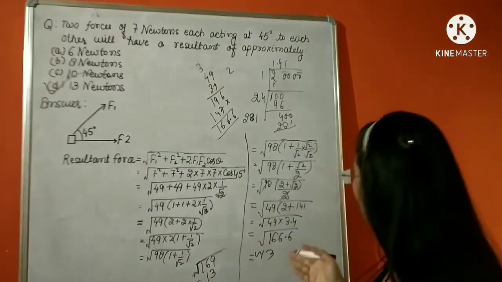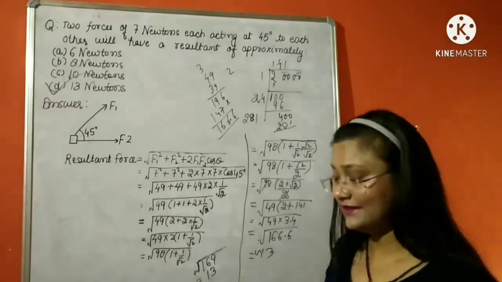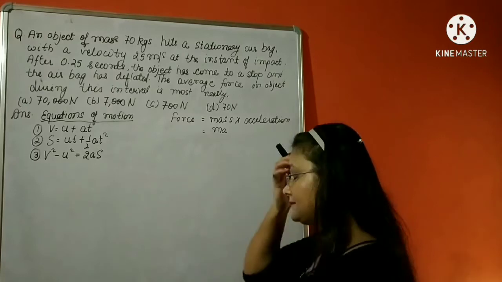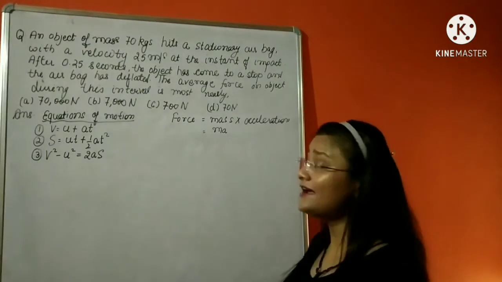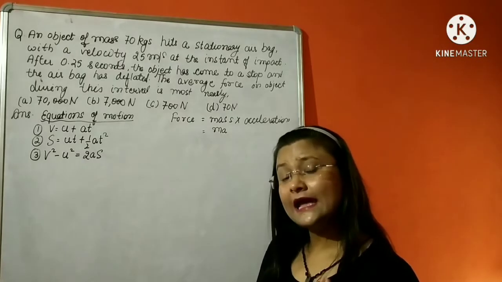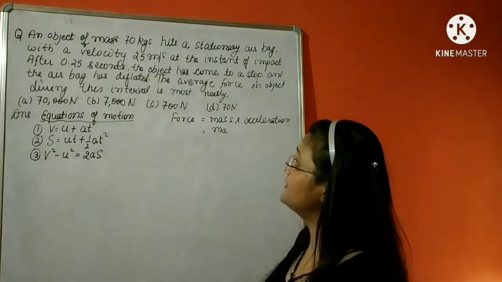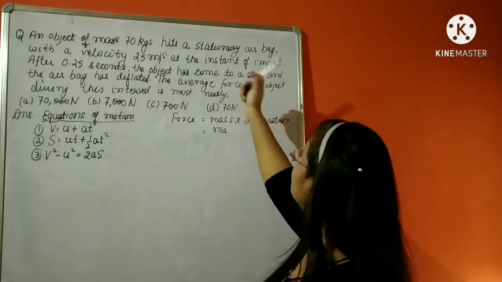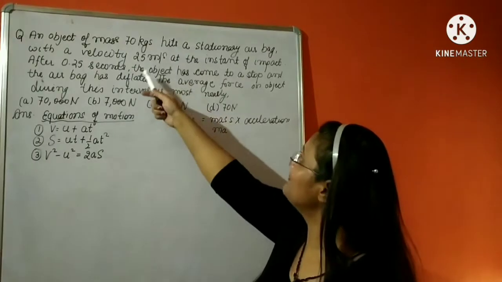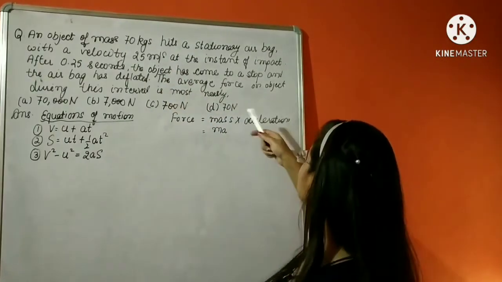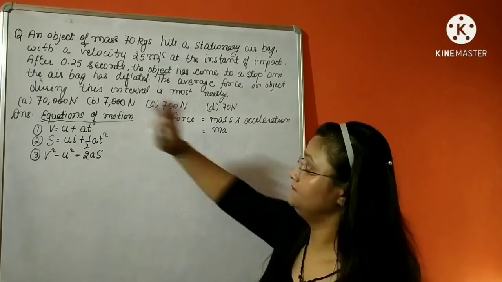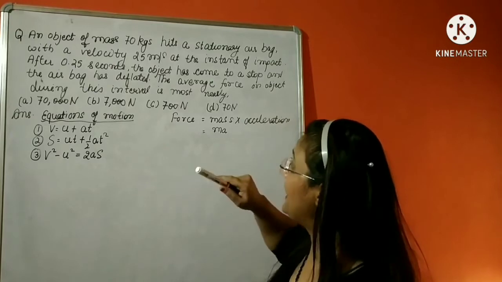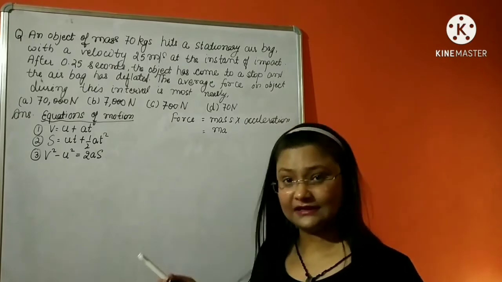So that's how we can solve easy questions related to physics. Another question in the same question paper was again related to finding the average force. The question was: an object of mass 70 kg hits a stationary airbag with a velocity of 25 meters per second at the instant of impact. After 0.25 seconds, the object has come to a stop and the airbag has deflated.